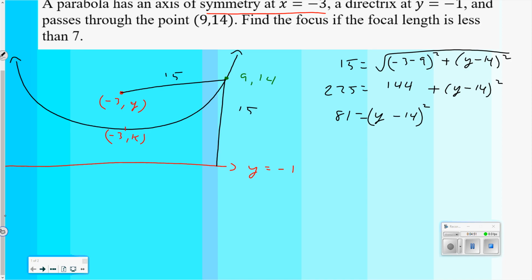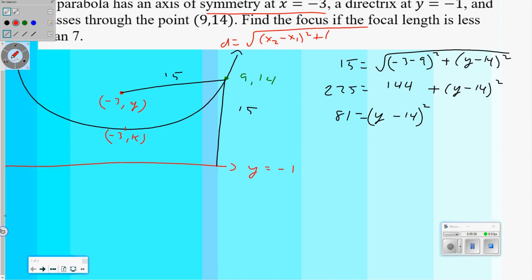Everyone with me up to here? That's the distance formula. So the distance formula, I'll write it up here, is the square root of (x2 - x1) squared plus (y2 - y1) squared. That's the distance formula, and I use that to figure this out.